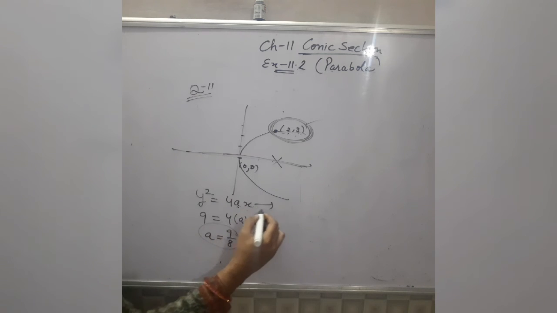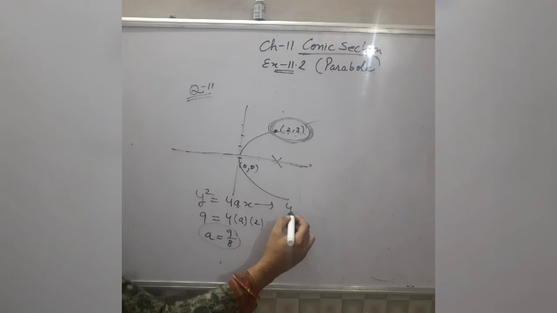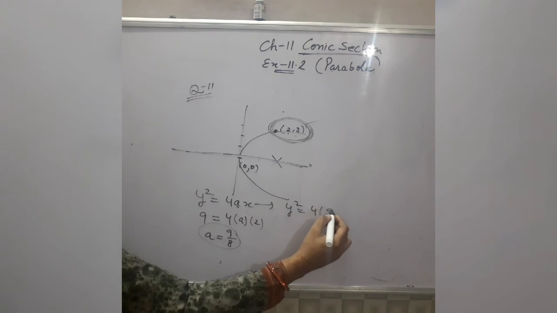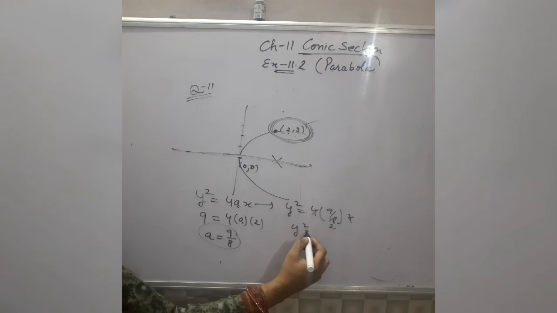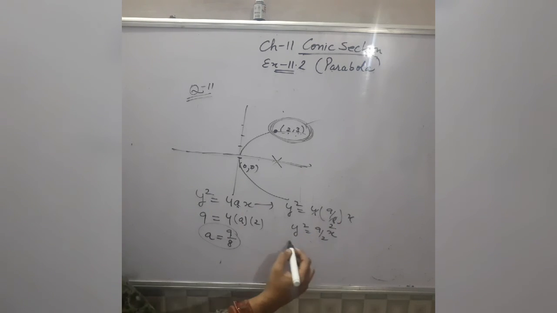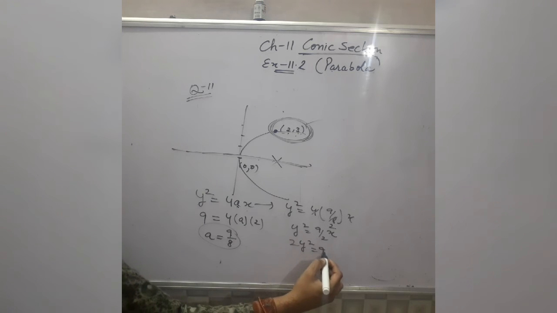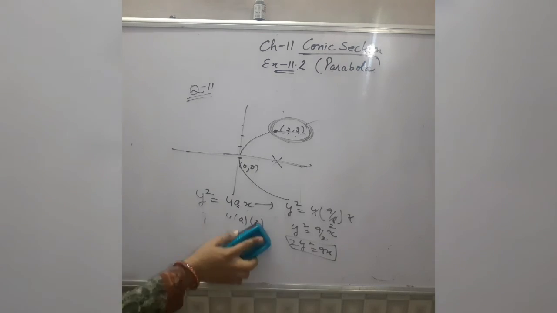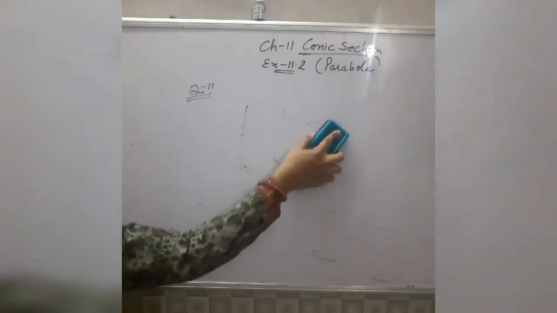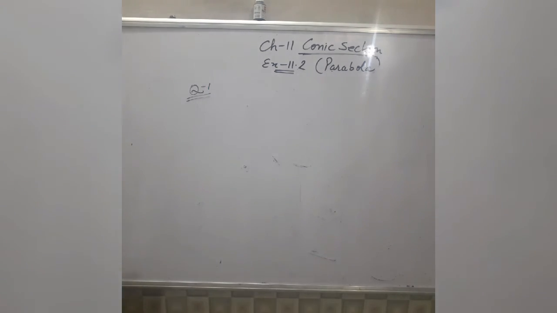So in this equation in place of a, use this value: y square is equal to 4 into 9 by 8 into x. So you will get y square is equal to 9 by 2 x, or you can say 2y square is equal to 9x. So this is the required equation of the parabola. Now see the last question of this exercise, the 12th question.